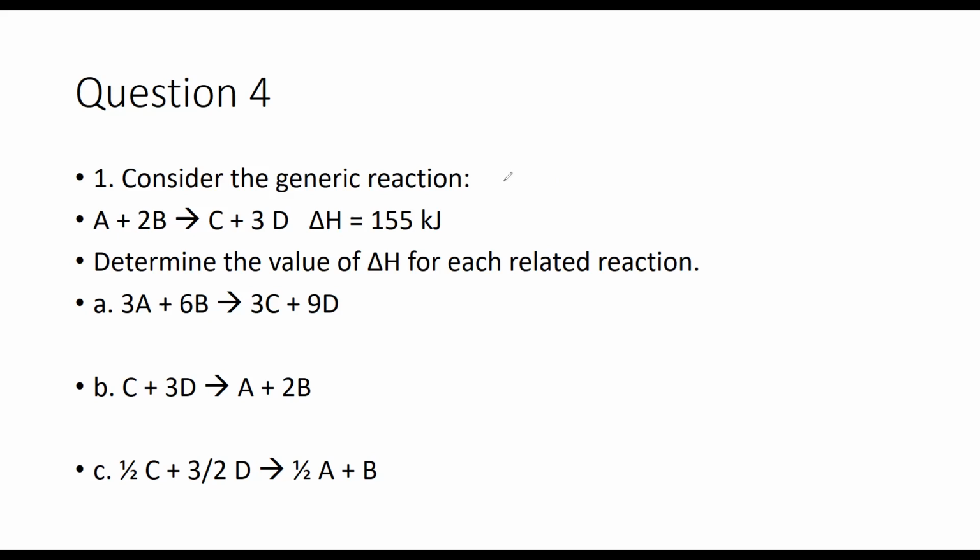All right. So let's take a look at these. So A, the only difference between our original problem and A is that we're multiplying all of our moles by 3. Therefore, delta H is simply our original value multiplied by 3. So 155 multiplied by 3 is 465 kilojoules.